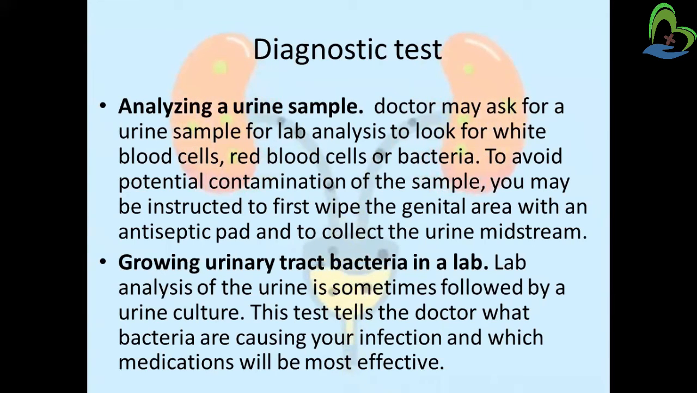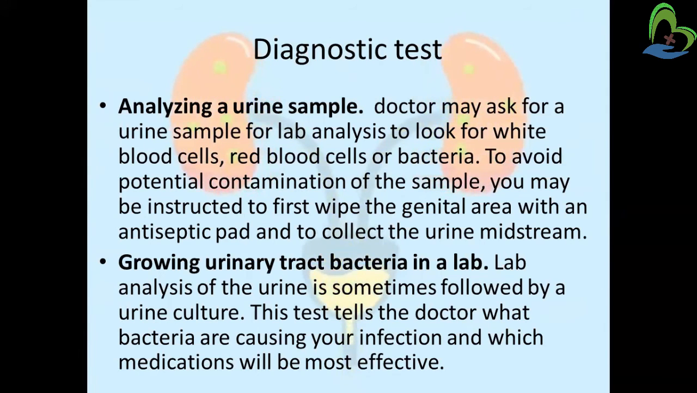To avoid potential contamination of the sample, the patient may be instructed to first wipe the genital area with an antiseptic pad and to collect the urine midstream. First, we need to urinate some amount of urine. After that, we collect the midstream of the urine, and before that, we need to wipe the genital area with the antiseptic pad.